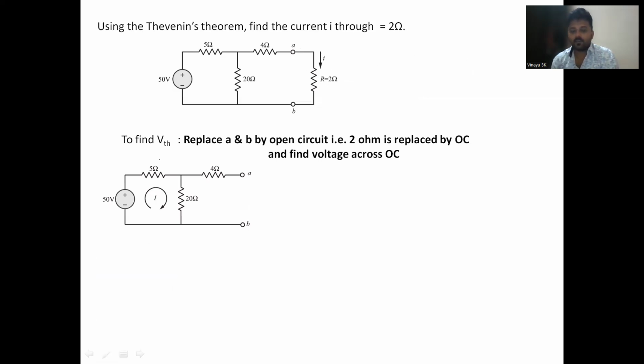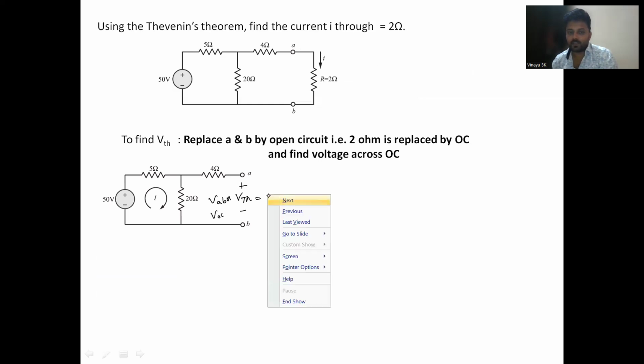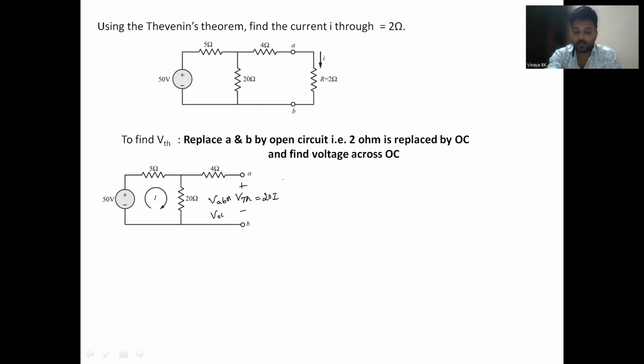So now you need to find the value of VTH. This value VTH or VOC or VAB is given by 20 into I. Just by applying Ohm's law or else by applying KVL, you can get the value of the current.